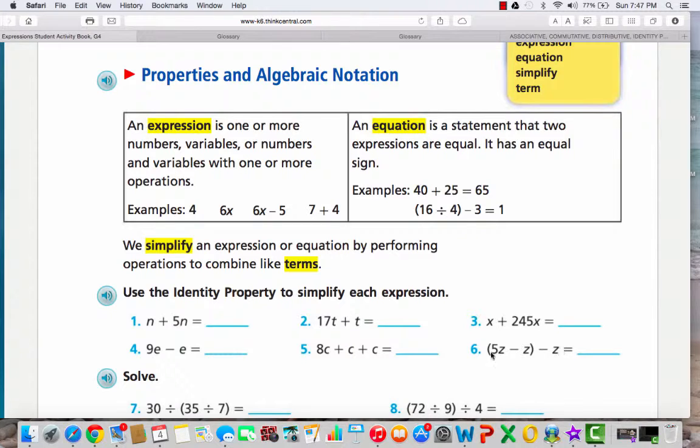So you look at whatever is in the parentheses, and the parentheses are these little symbols right here. So 5z minus z would be what? If you had 5z minus 1z, it would give you 4z. So you'd end up with 4z minus z. 4z minus 1z would give you 3z.